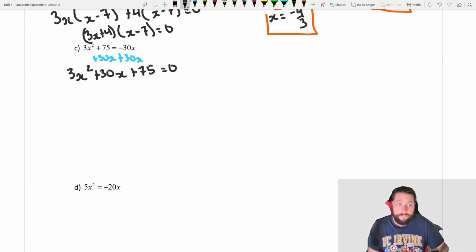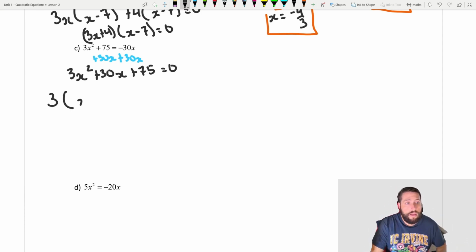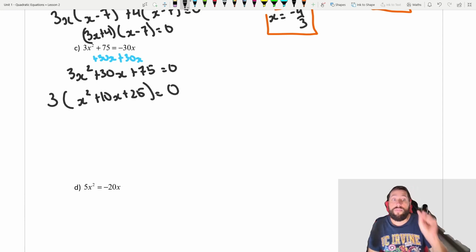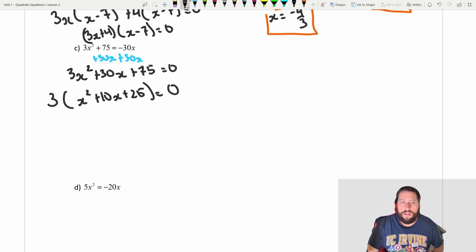And that's going to be 3. Okay, so let's go 3. And now we have x squared plus 10x plus 25 is equal to 0. Now this we can factor. It adds to give you 10, but multiplies to give you 25. And the factors of that is 5 and 5.